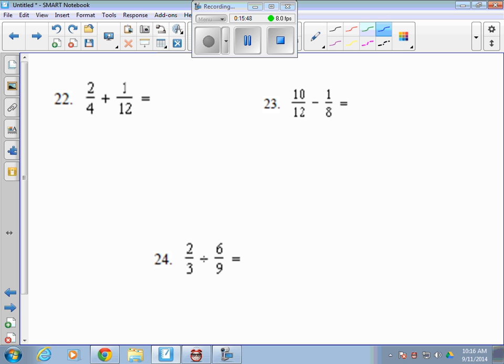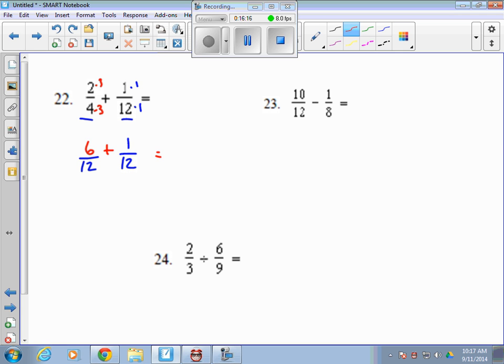22, we're adding fractions that don't have common denominators. The smallest number that both 4 and 12 go into, though, is easy. It is 12. So we only have to change one of the fractions. You don't have to change this second one because it's multiplying by 1, so it stays as 1 over 12. You do have to change the first one, though. It's multiplying by 3 to become 12, so multiply 2 by 3 to get 6. So now you have a common denominator, 6 over 12 plus 1 over 12.